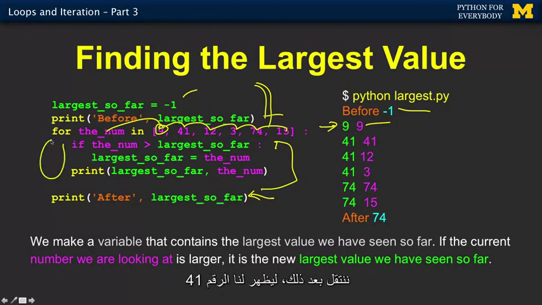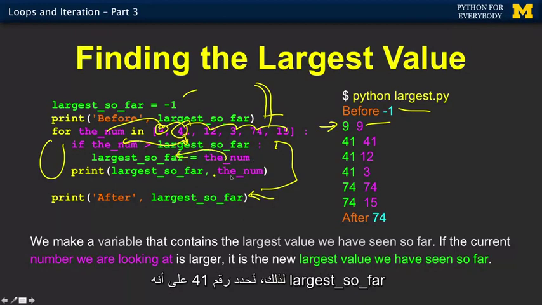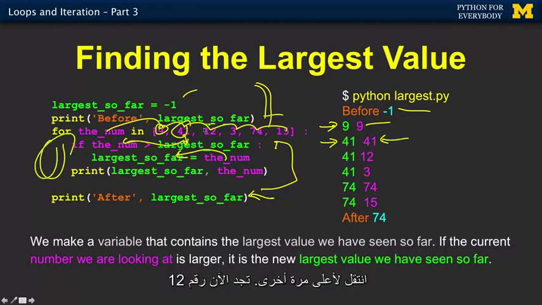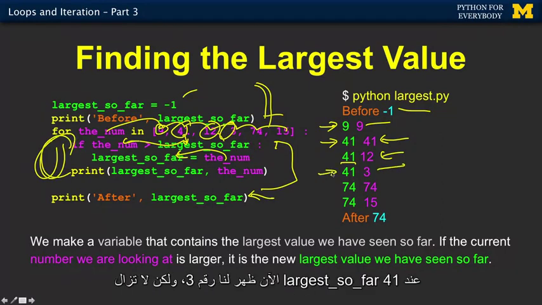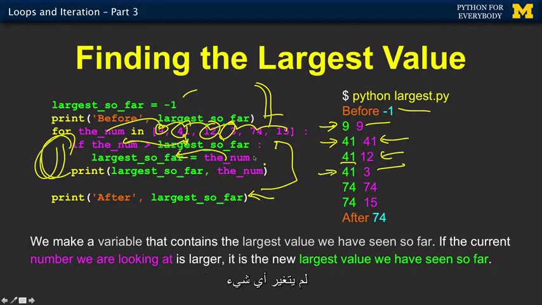Then we advance to 41. 41 is the num. And then 9 is largest so far, 41 is greater than it, so then we take the 41 and stick it in largest so far. So the largest we've seen so far is 41. The one we just saw was 41. Go up again. Now 12 is going to run. And so we see 12, and the largest so far is still 41. And so we don't do anything. Go back up. Run 3. We get 3. Largest so far is 41. Nothing needs to change.